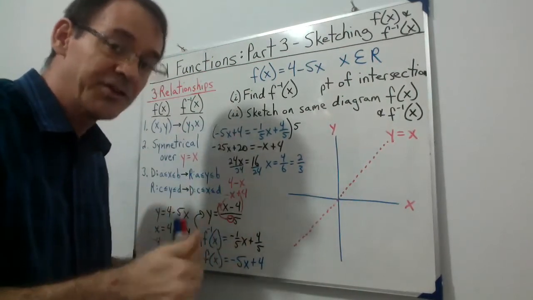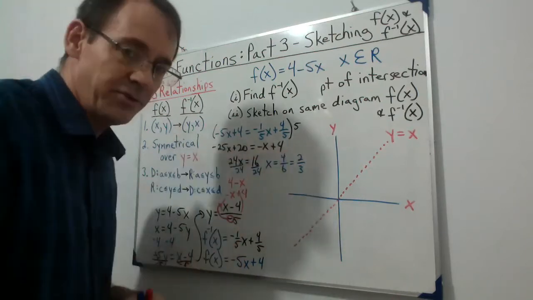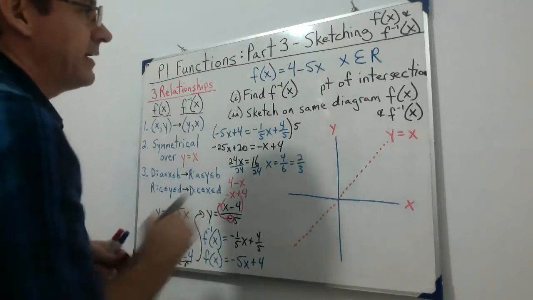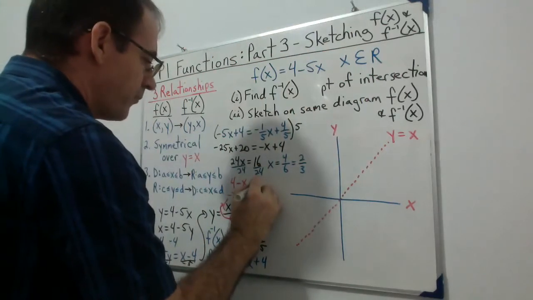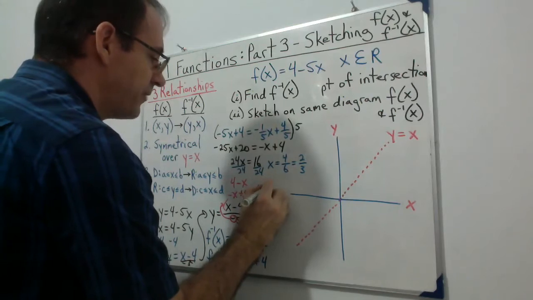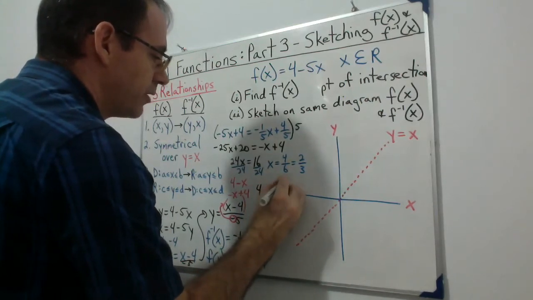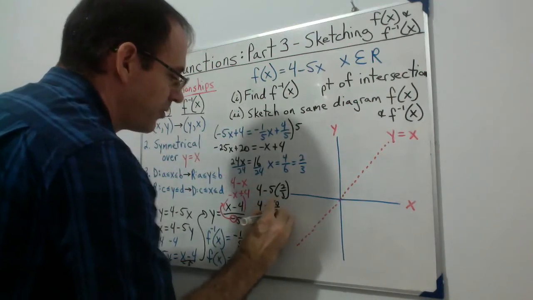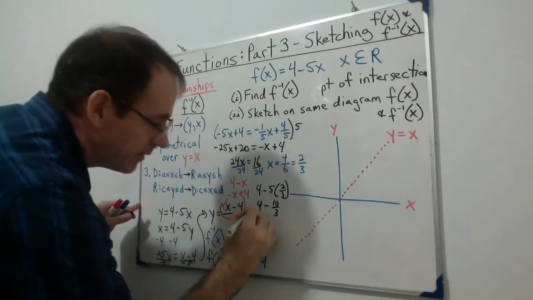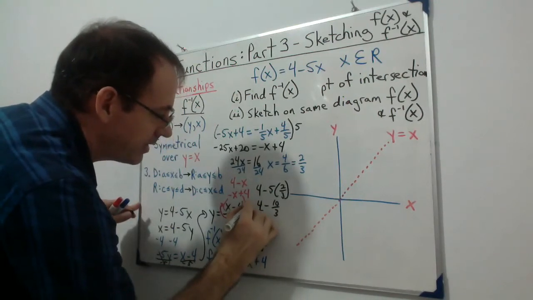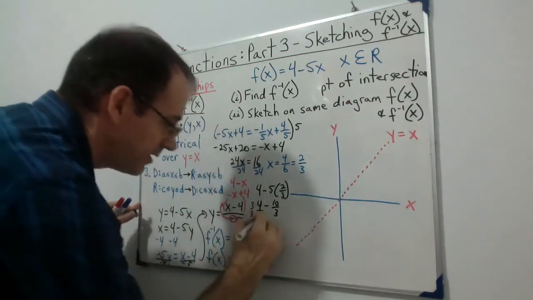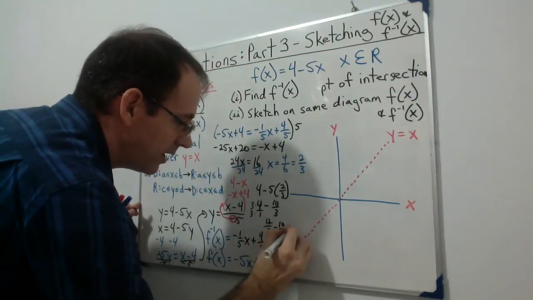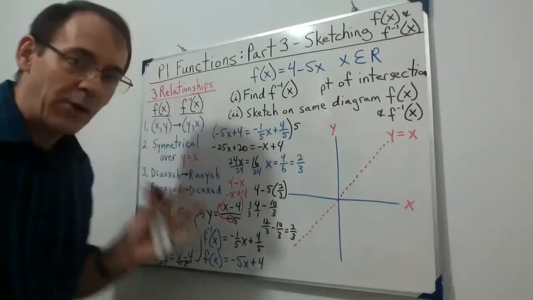If we get 2/3, everything's okay. If we don't get 2/3, something's wrong. Okay, so let's plug it back in: 4 minus 5 times 2/3. So this is 4 minus 10/3. Well, 4 over 1 times 3, if you get a common denominator, gives you 12/3 minus 10/3. What do you know? It does equal 2/3. So now I feel better.